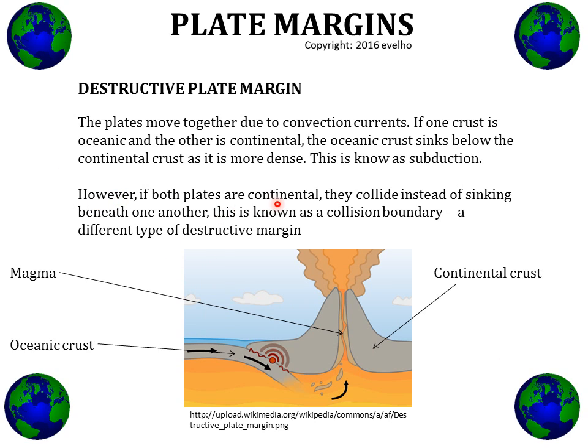However, if both plates are continental, they collide instead of sinking beneath one another, which is known as a collision boundary, and it's a different type of destructive margin, but I haven't got a diagram for that. I forgot to get that, but you can just look it up.